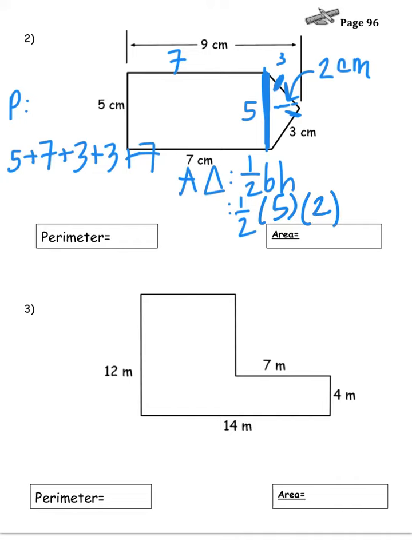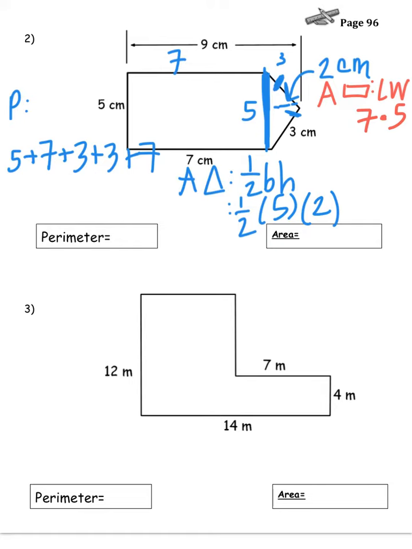Area of the rectangle, put that in red, length times width. So the length of this rectangle is 7 and the width is 5. Does it really matter though if we switched and put 5 times 7? It wouldn't, because multiplication is commutative. So 7 times 5. Once you get those answers, you're going to add those two areas up for the total area.